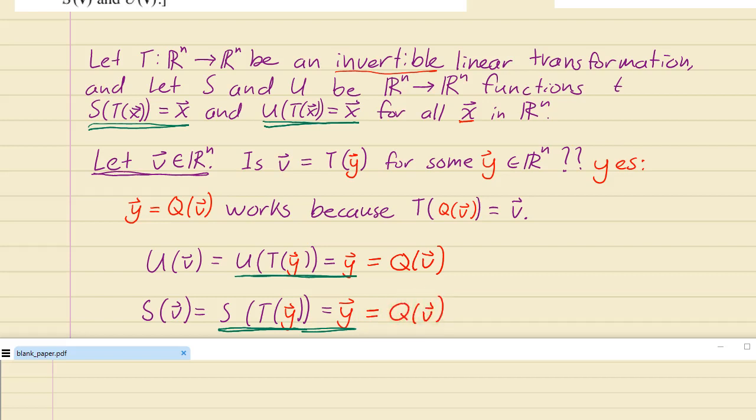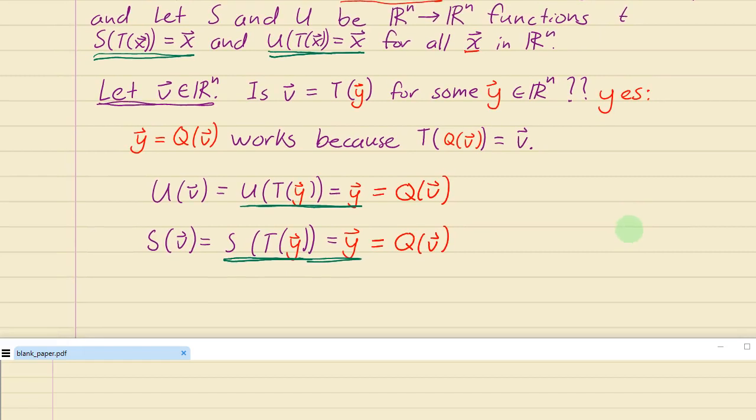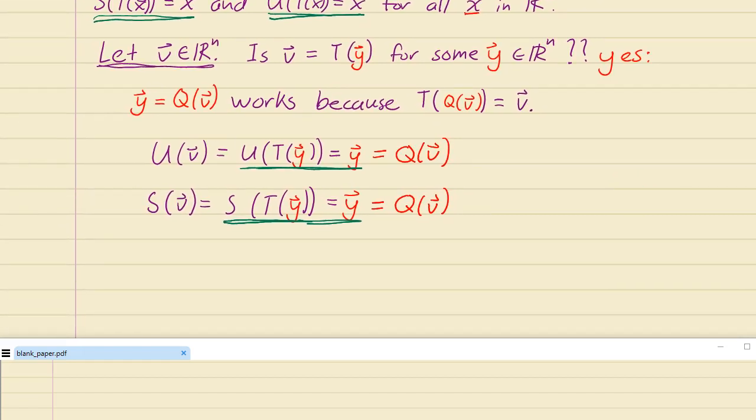So what this means is that no matter what vector in Rn you plug in to U or into S, you get the same thing out, which is the same thing as Q of v, where Q is the function that must exist because you're assuming that T is invertible. So that means you get the same output when you plug v into both of those. You could also just say based on that U and S are the same function. And also, you're getting the same thing as Q, so you can say Q is the same function as that too.